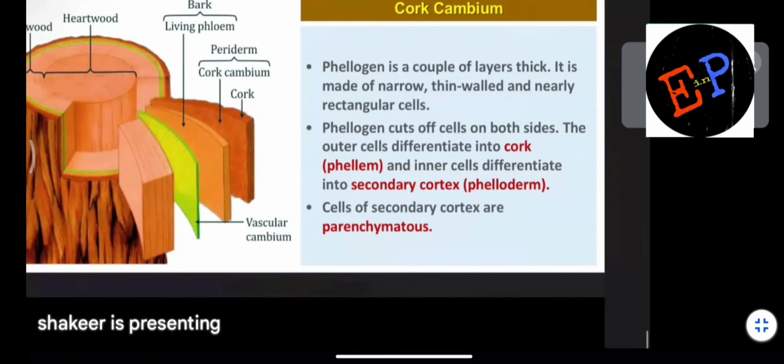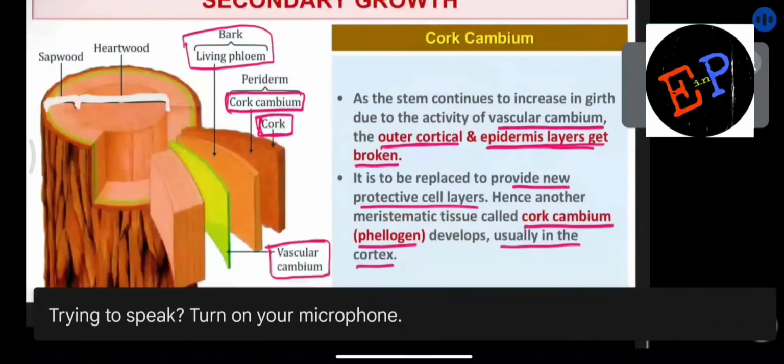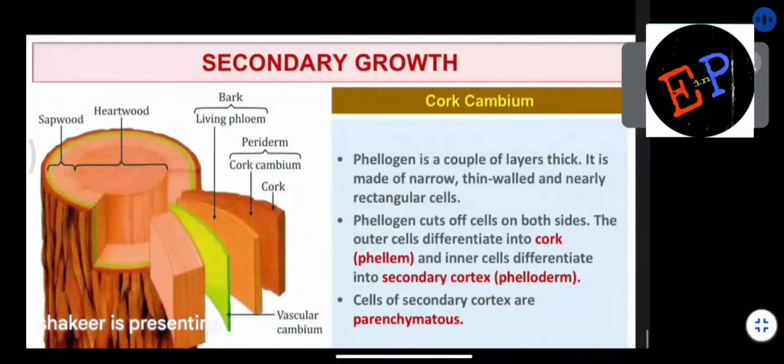Understood, nama? Next, phellogen. What is meant by phellogen? This cork cambium is nothing but phellogen. So phellogen is a couple of layers thick. Couple of layers thick means what, ma? Two layers are there. So in cork cambium you will find two layers. It is made up of narrow, thin-walled and nearly rectangular cells. So what is the shape of the cells? Narrow cells. Walls are very thin and nearly rectangular cells. This type of cells. Clear, nama?